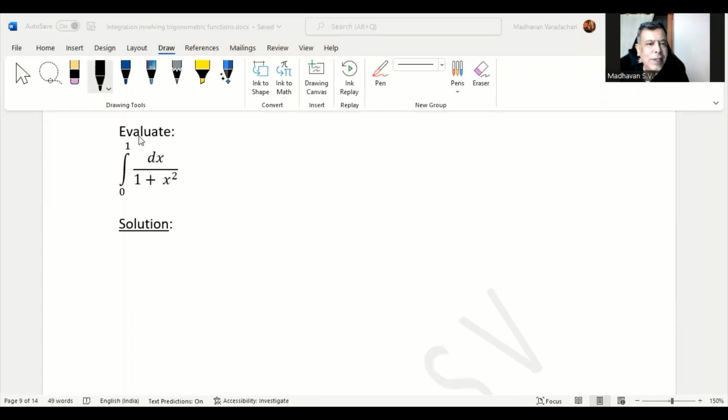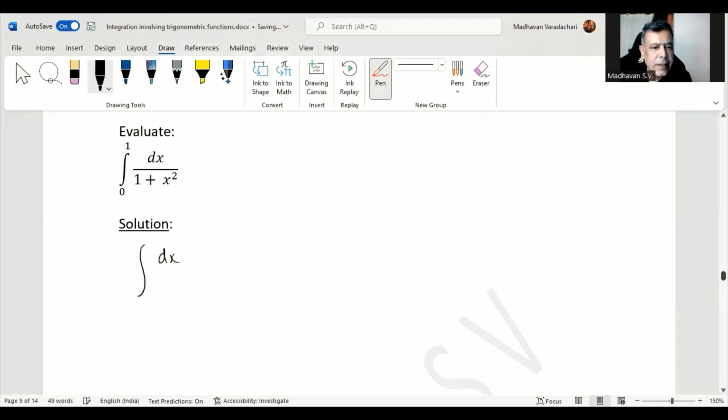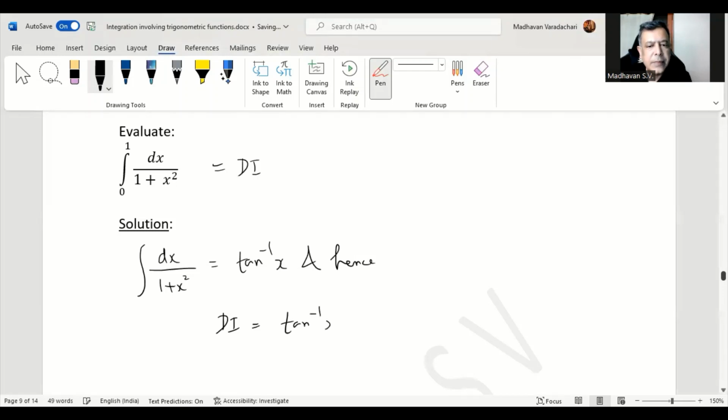In this question, we need to evaluate the definite integral 0 to 1 dx divided by 1 plus x square. This is a straightforward question. So straight away, we can integrate: dx divided by 1 plus x square is nothing but tan inverse of x. Hence our definite integral will become tan inverse of x, and the limiting values are 0 and 1.